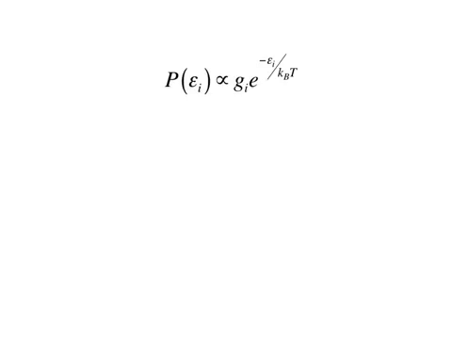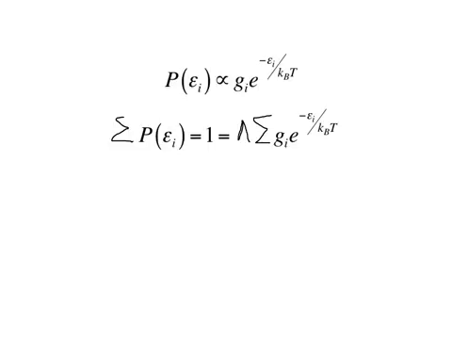Like all good probability distributions, this probability distribution needs to be normalized. In other words, the sum over all the probabilities needs to equal 1. This follows logically from the fact that the fraction of all particles having any energy has to equal 1, or the whole system. So when I sum my probabilities, I have to multiply by some constant in order to ensure that that sum will equal 1.